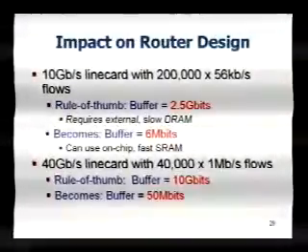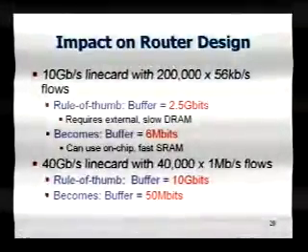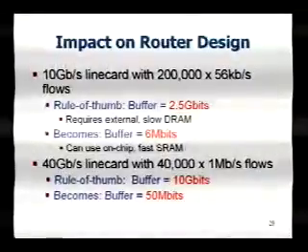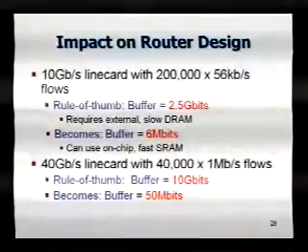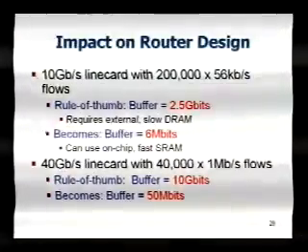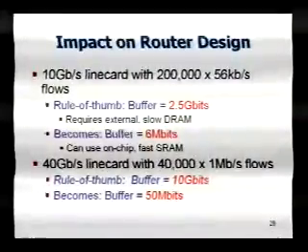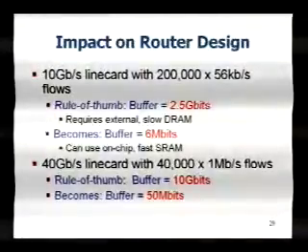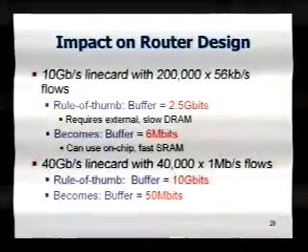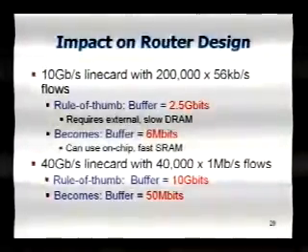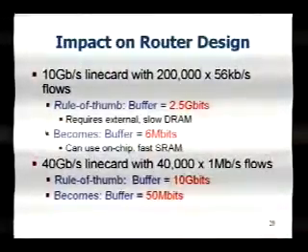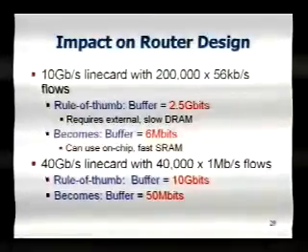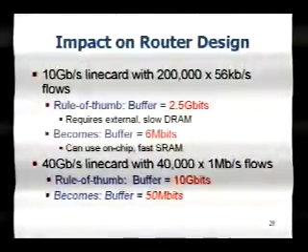So this change has a fairly large impact on router design. If you have a 10 gigabit line card serving 200,000 modem flows, which is the last generation of line cards, then the rule of thumb tells you need 2.5 gigabits worth of buffer memory, which would require external slow DRAM. With the new rule of thumb, this buffer now becomes 6 megabits. 6 megabits you can easily put not only in SRAM, but on-chip SRAM. So you don't need any external RAM devices for buffering anymore at all.